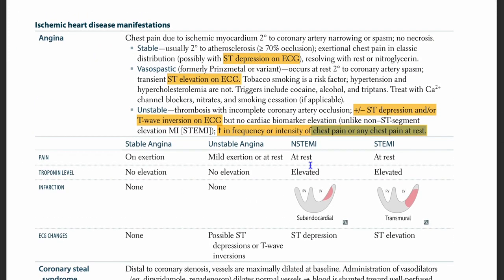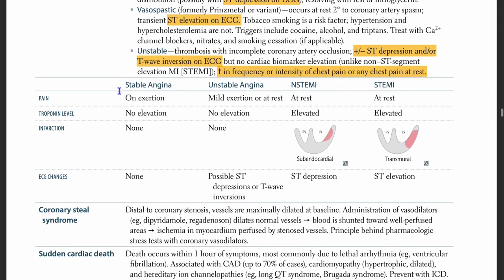Again, stable: ST depression, chest pain on exertion, and it resolves with rest or nitroglycerin. Unstable: chest pain during rest. Vasospastic: history of smoking. So stable angina, unstable angina, NSTEMI and STEMI, right? Non-ST segment elevation myocardial infarction and ST elevation myocardial infarction are two different things.